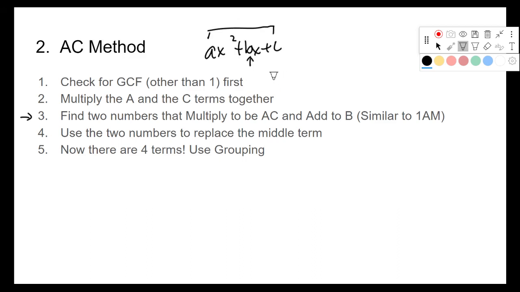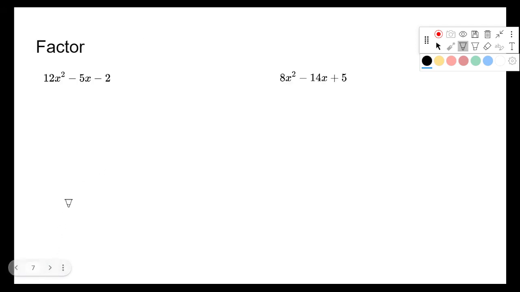Okay? Then we're going to use those 2 numbers that we got to replace the middle term. We're literally going to take the middle term out and put the 2 numbers that we found in its place. And then we'll have 4 terms, and we can use grouping on it. Okay? All right, so it's a little complicated to explain, so let's show you how it's done. I think it'll make a little bit more sense to you.